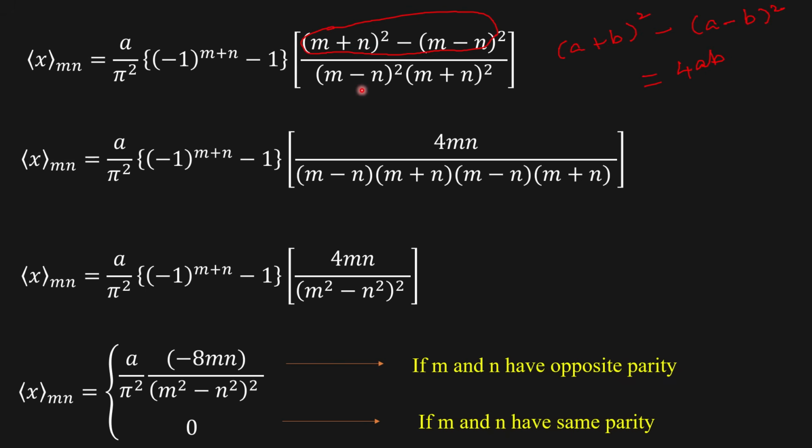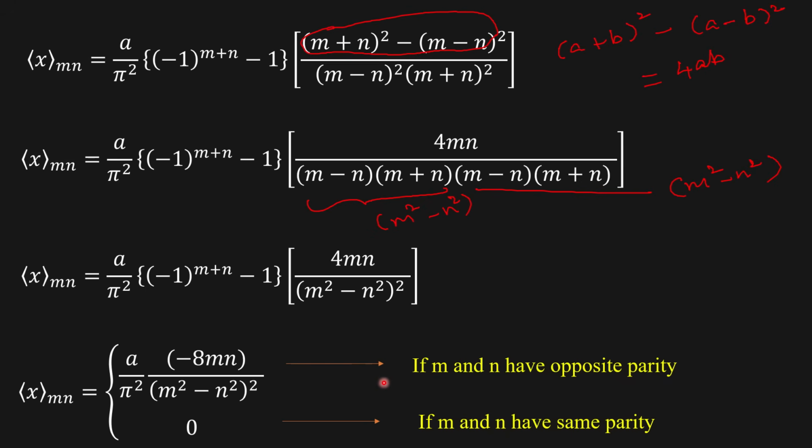And here I am going to separate this (m minus n) here, another (m minus n), and (m plus n) multiplied by (m plus n). What is this value? This is m squared minus n squared. Similarly, these two terms give m squared minus n squared. So the denominator will become (m squared minus n squared) whole squared. Now we can find the final result.